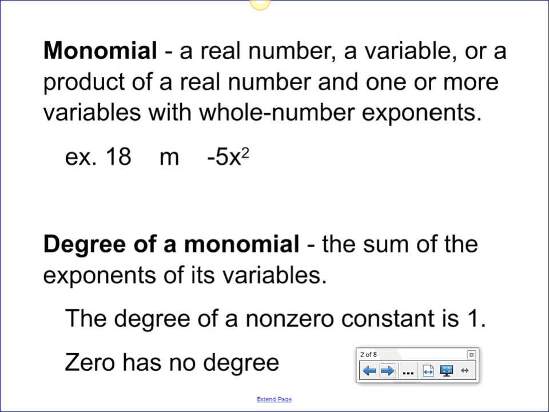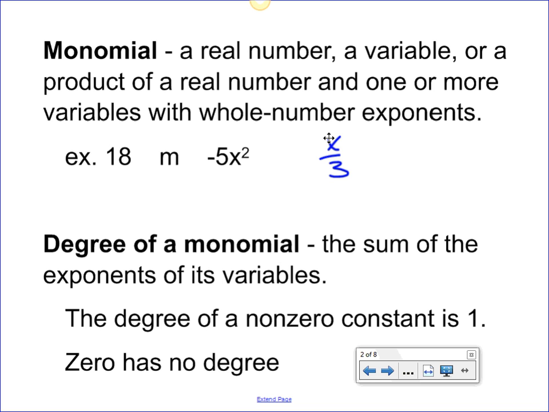The first terminology that you'd see, or term that you'd see, is monomial. A monomial is simply a real number, a variable, or a product of a real number and one or more variables with whole number exponents. So some examples might be 8 or 18, excuse me, an m, a negative 5x squared. You could have an x over a 3. That would be another example of a monomial.